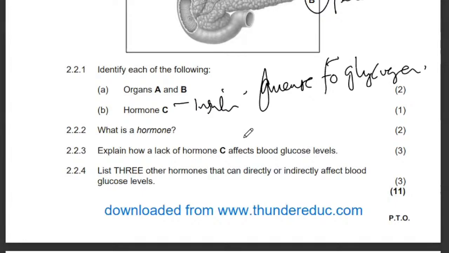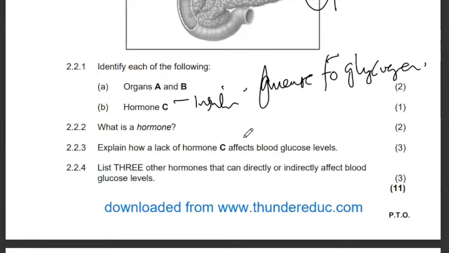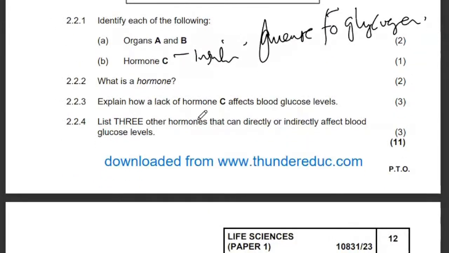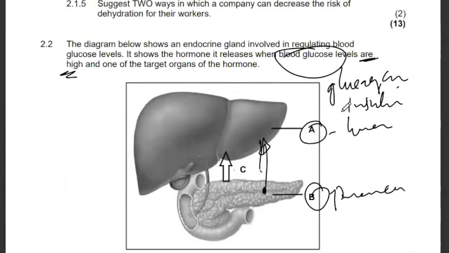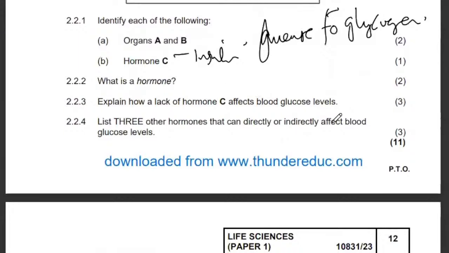So basically, you can define the hormone in that regard. Explain how lack of hormone C affects blood glucose level. If you don't have hormone C, how will it affect the blood glucose level? First of all, hormone C, we have identified it is insulin.